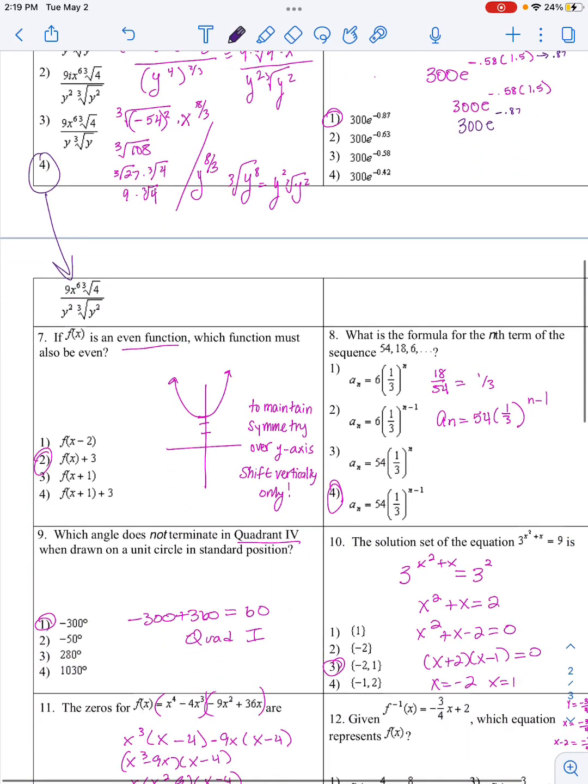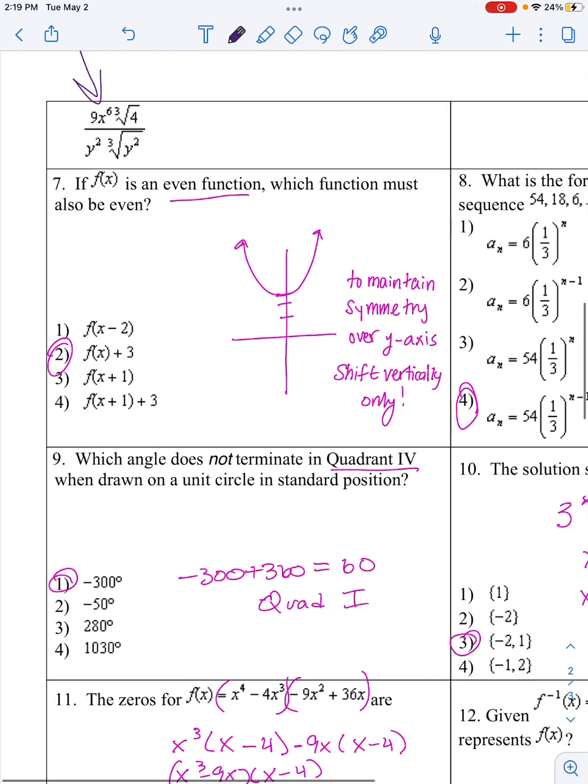All right, next one, we're looking for an even function. So if something is even, in order to maintain symmetry over the y-axis, you can only shift vertically. So inside the parentheses is a horizontal shift, so we're going to get rid of all of those. As you can see in my diagram, if f of x, let's say, was x squared, which is an even function, if we add 3, it will stay an even function because all we have is a vertical shift.